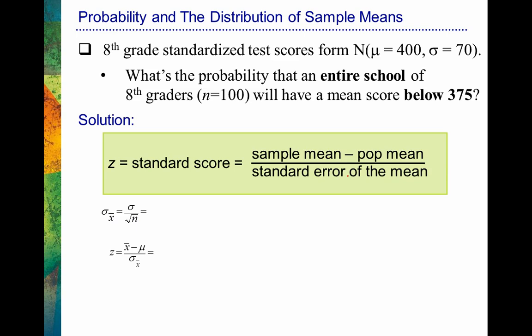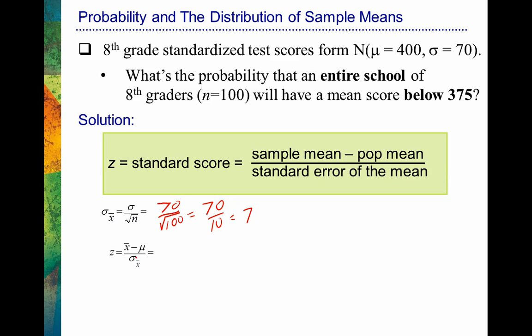Let's compute the standard error of the mean first. So we need the population standard deviation, that equals 70. And then we want to divide by the square root of our sample size. Our sample size is 100. So we need the square root of 100. Let's simplify that. 70 divided by 10, that's pretty easy to do in our heads. We would find that the standard error equals 7.